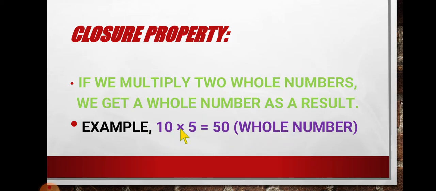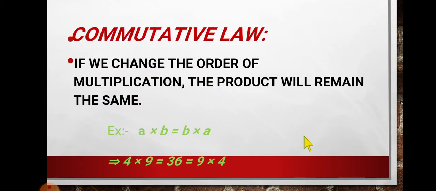Let's see the example. 10 multiplied by 5 is equal to 50. So here you can see, students, 10 is a whole number, 5 is also a whole number, and our result is 50, which is also a whole number. Let's see our next property.